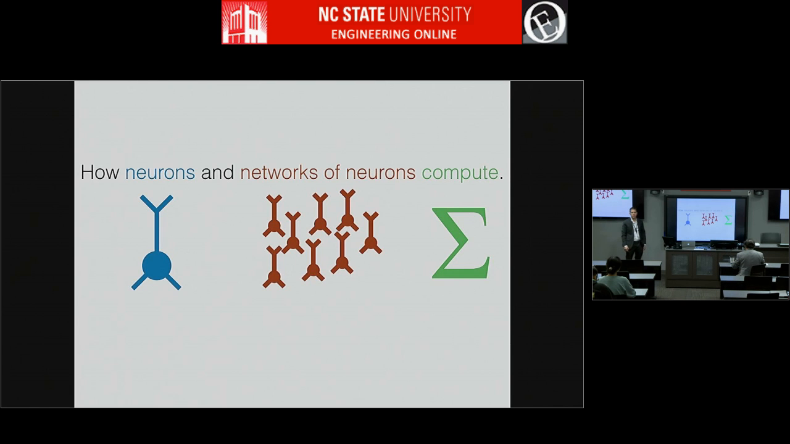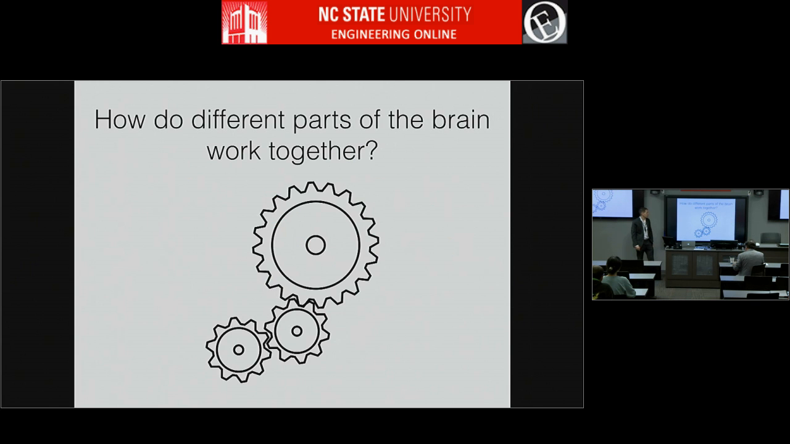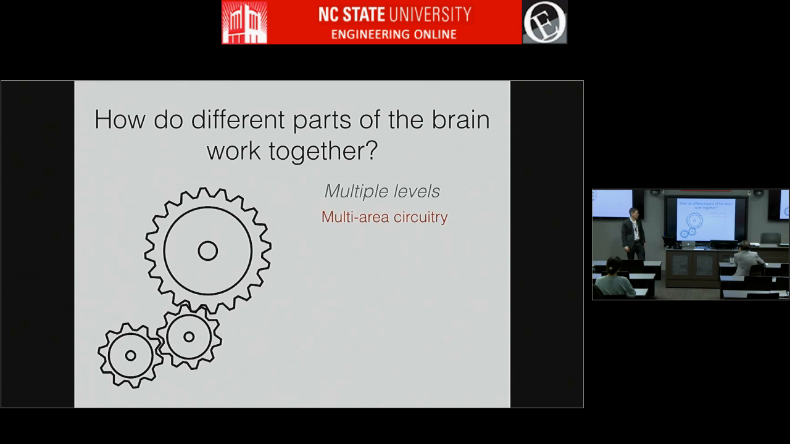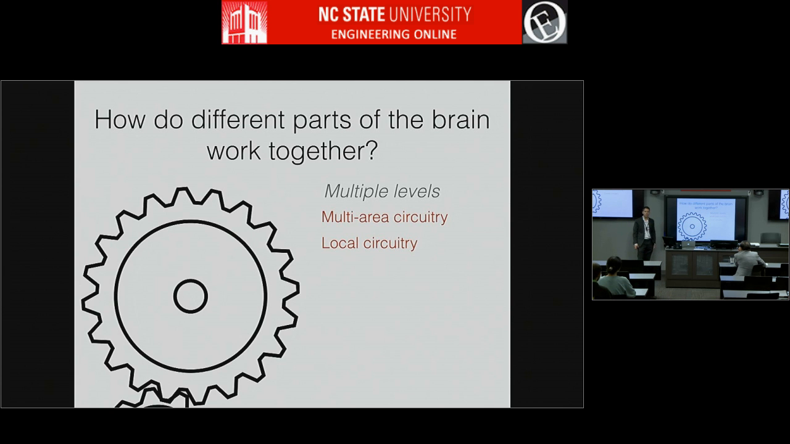So my lab is fundamentally a neurobiology lab. We study how individual neurons and the networks they form compute. And in particular, we work on the problem of how different parts of the brain work together. So we study this at multiple levels. We study this at the level of multiple area circuitry, naturally, because that's where our problem is defined. We're also interested in local circuitry because we want to know how inputs from other cortical areas will modulate the function and signal processing in other cortical areas.